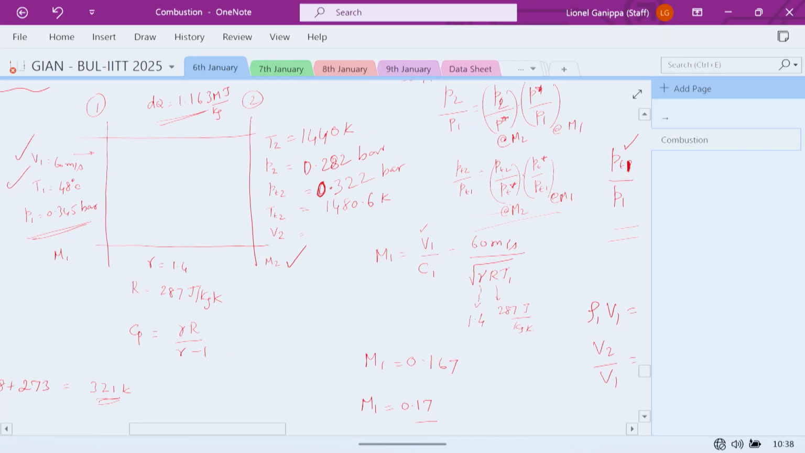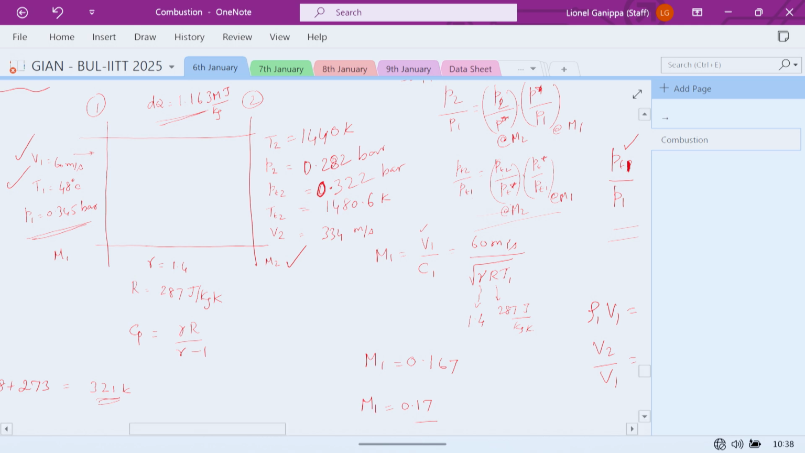What's the value you get here? 334. The range is okay, but accuracy is wrong. We need to check with one more. You used gamma T. You got the same value.